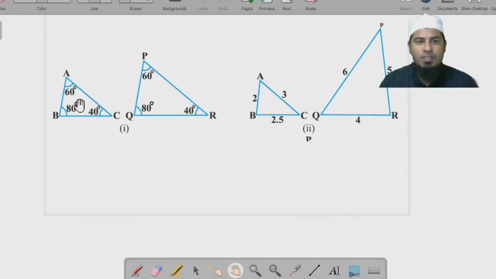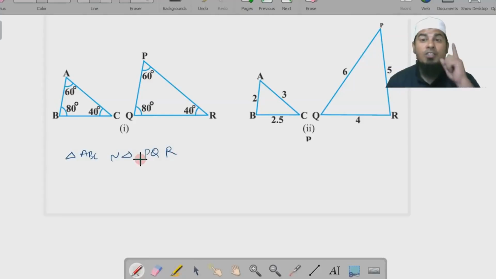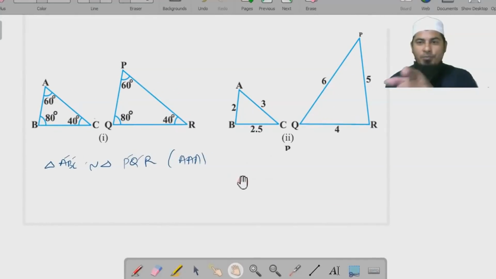Here is the first question, first bit. Triangle ABC, triangle PQR. Here one angle is 60, good. 80, good. 40, yes. These two triangles are similar. Triangle ABC is similar to triangle PQR. Cross check whether A and P are equal, yes. B and Q are equal, yes. C and R are equal, yes. The triangles are similar by the AAA similarity criterion. Let's go to bit number 2.